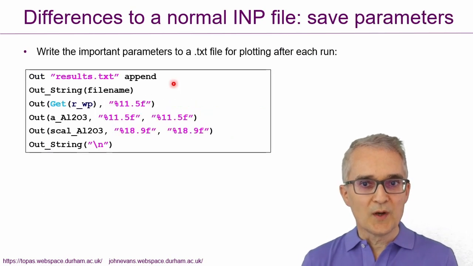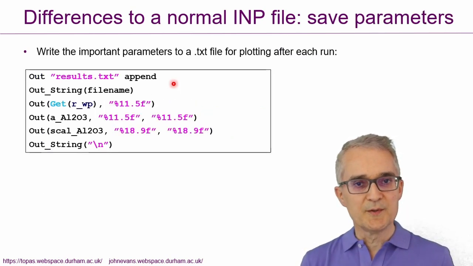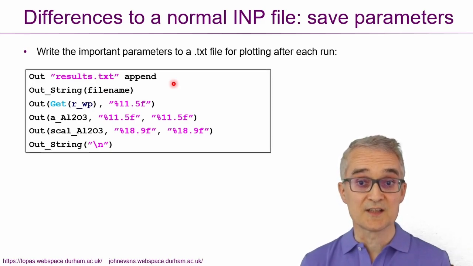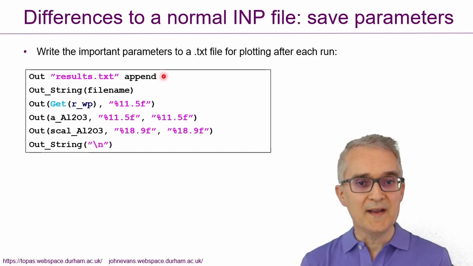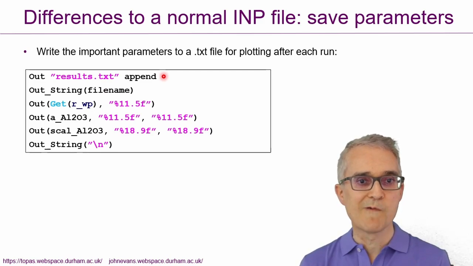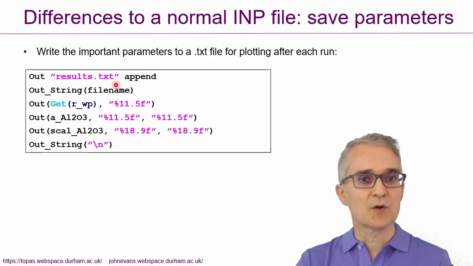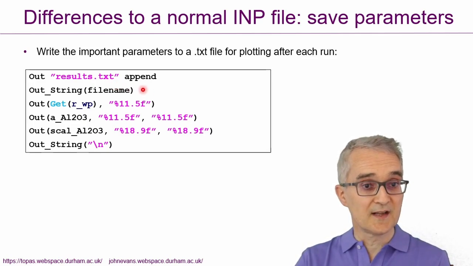The second way that you'll need to modify your input file is, as I said, you probably want to be saving the results of each analysis to an external file so that you can plot them easily at the end of the refinement. So this is TOPAS syntax for doing that. This line here says, I want you to append the results from each individual run to a file called results.txt. And what I want you to write in that file is the file name of the dataset that we're analyzing.